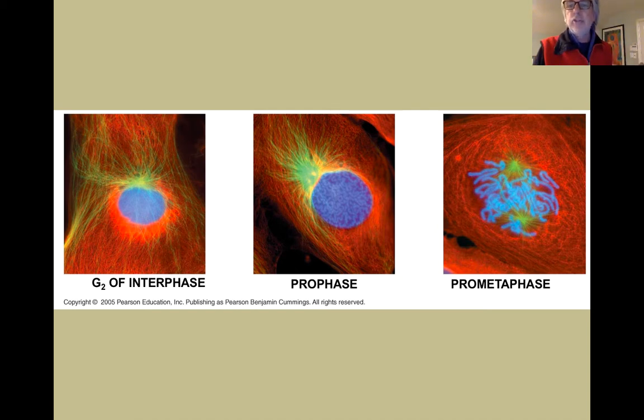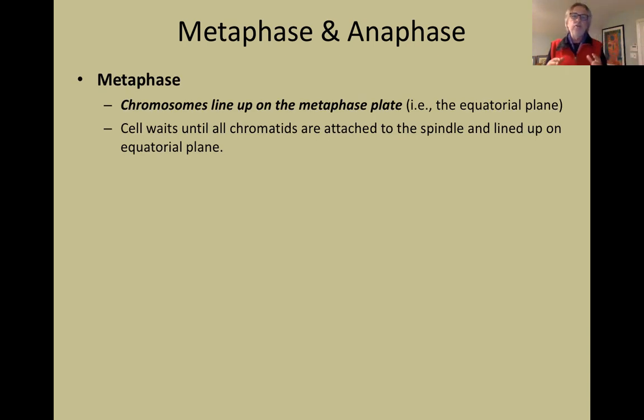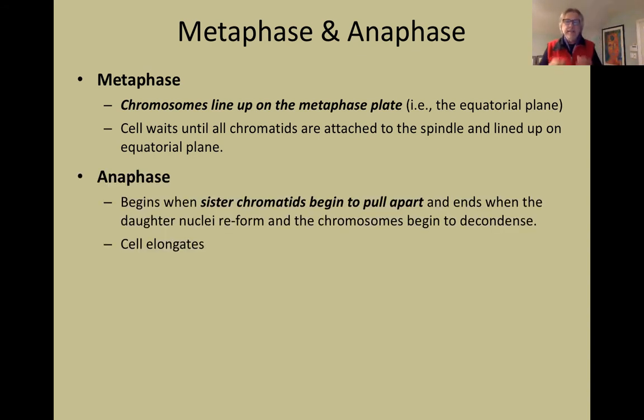Let's take a look at the next 2 phases, which are the easiest to identify and remember. In metaphase, the chromosomes line up on the metaphase plate, which is the equatorial plane, the plane at the equator. And the cell waits until all the chromatids are attached to the spindle and lined up on the equatorial plane. It has some sort of checking mechanism before the chromatids will separate. In anaphase now, the sister chromatids begin to pull apart. And anaphase ends when the daughter nuclei begin to reform and the chromosomes begin to decondense. Let's take a look at these in pictures.